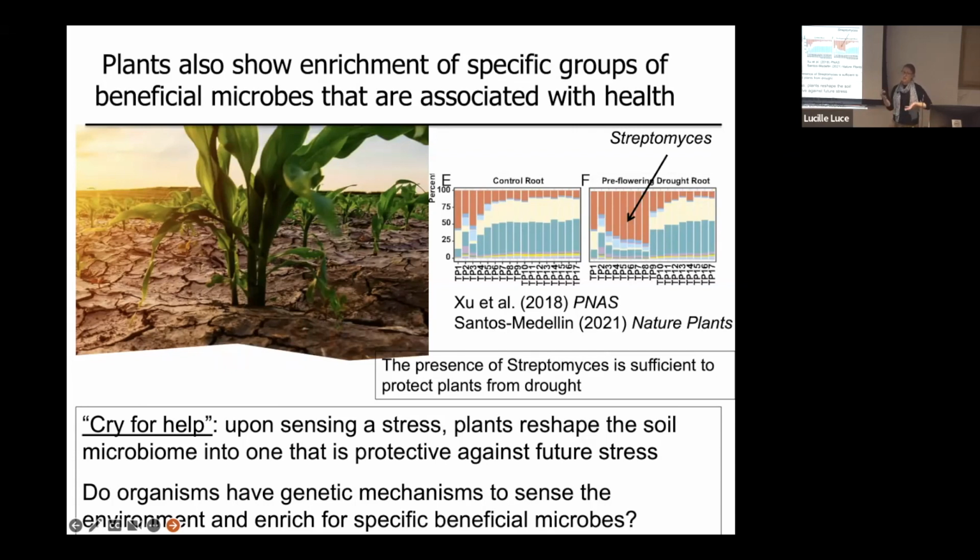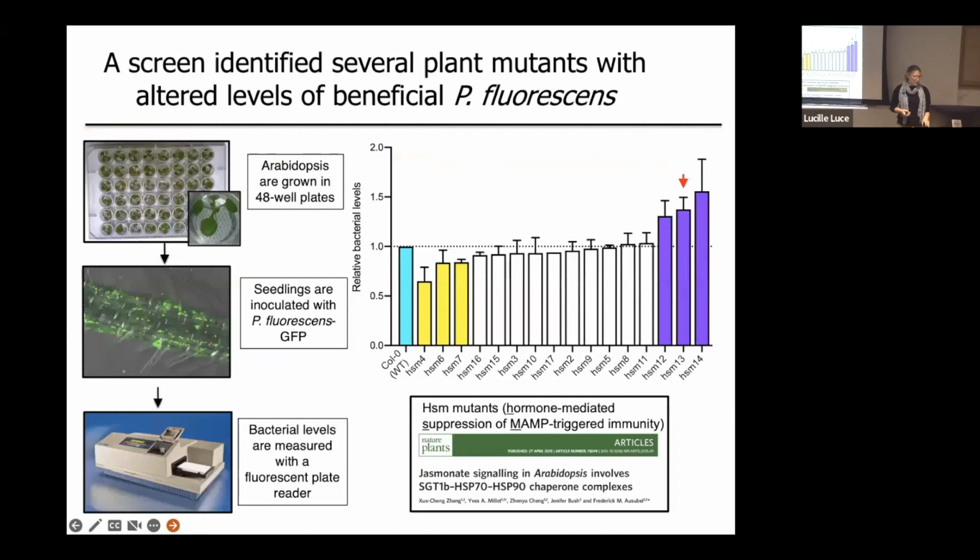And if so, can they tell apart? Can they enrich for just our beneficial Pseudomonas and not the pathogenic ones? And so to get at this, genetic screening with microbiomes has been very difficult because microbiome phenotypes are often hard and labor intensive to screen for.